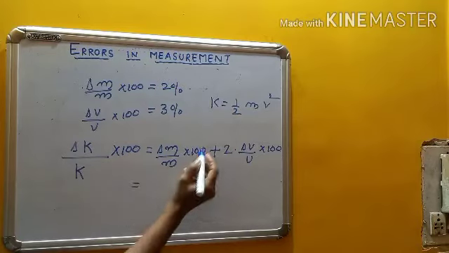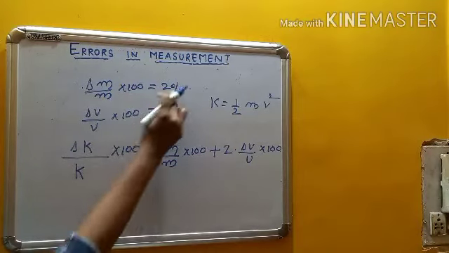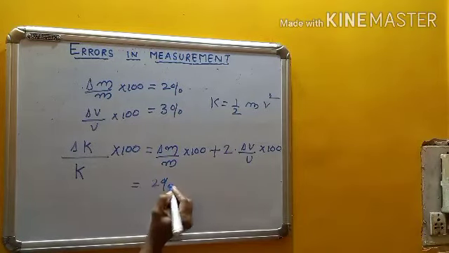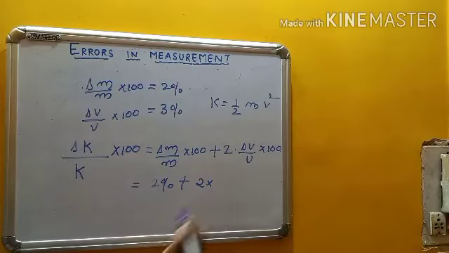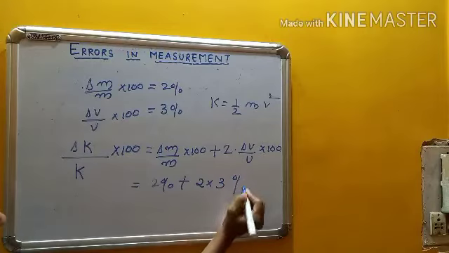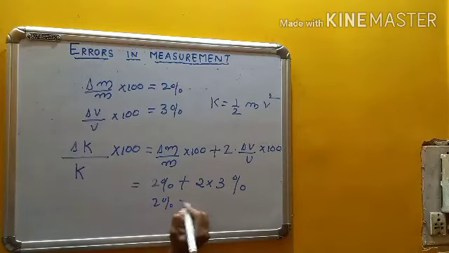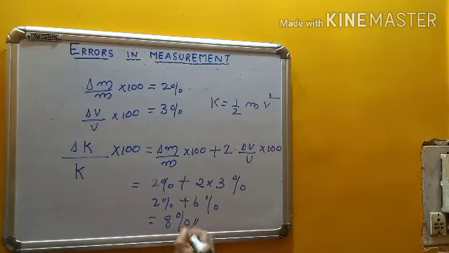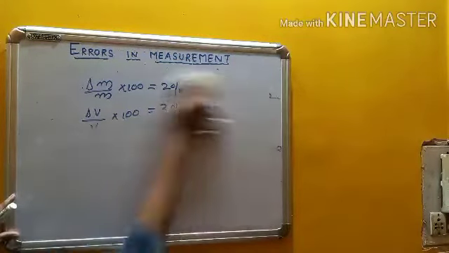So this delta M by M into 100 is given as 2%. So 2% plus 2 into delta V by V into 100, which is given as 3%. So 2% plus 6%. So what are we getting? 8%. So the percentage error in the calculation of kinetic energy is 8%. Simple question. Children, clear, I think.